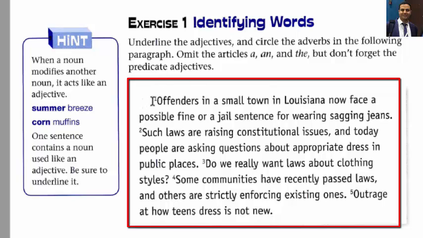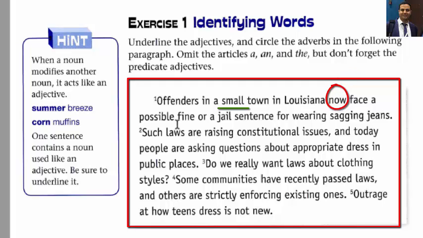Offenders in a small town in Louisiana now face a possible fine or a jail sentence for wearing sagging jeans. In the first sentence here, the word small is an adjective because it tells you which town. We will underline it. Also, the word now tells you when, so it's an adverb.